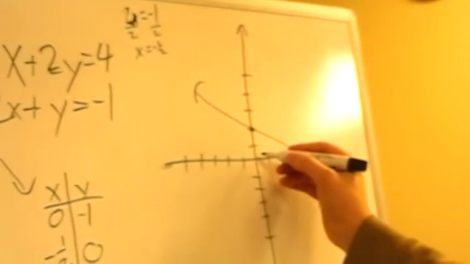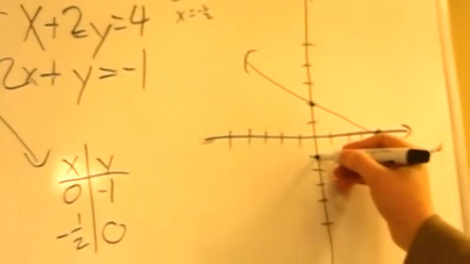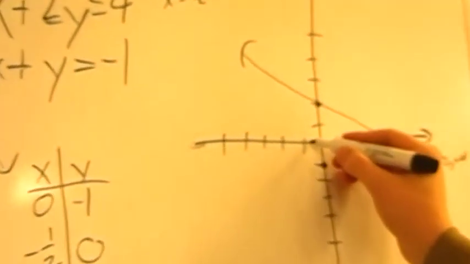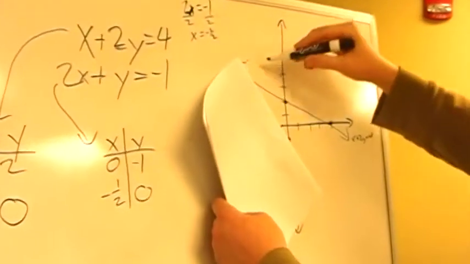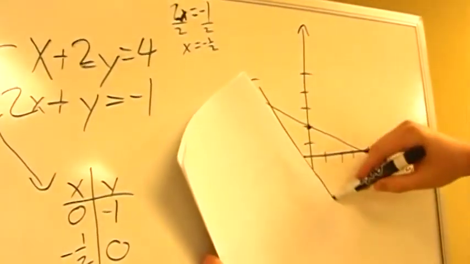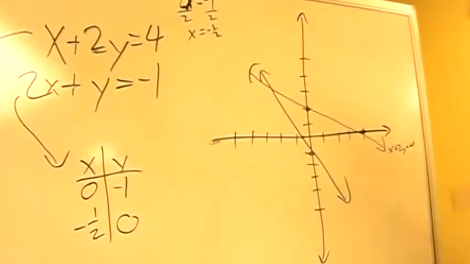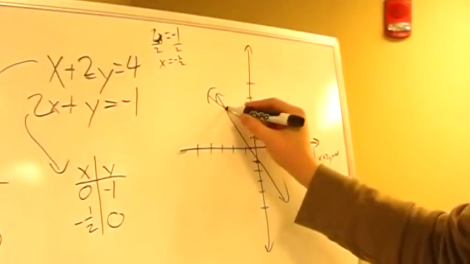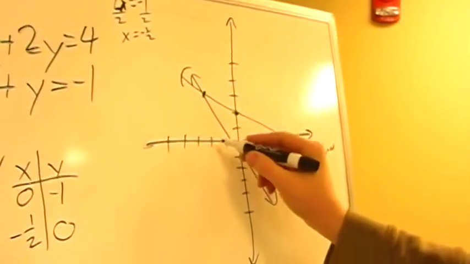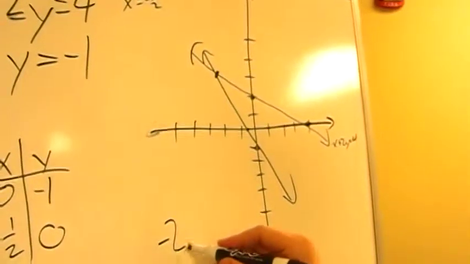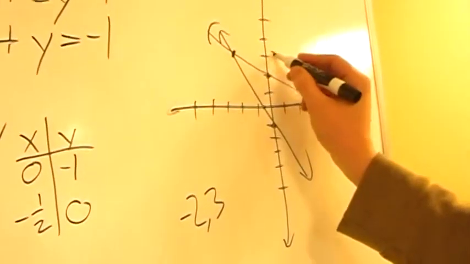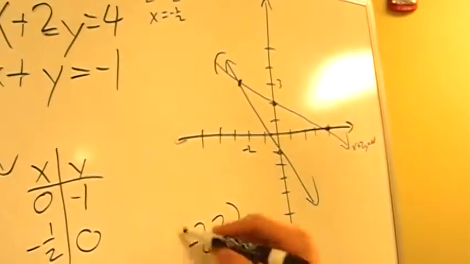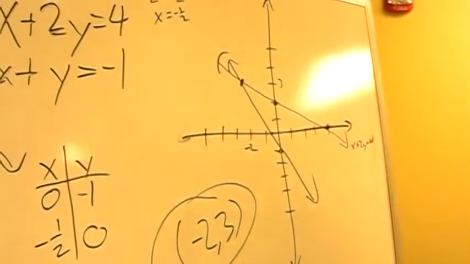Alright, so now we graph that. We got (0, negative 1) and (negative 1/2, 0). And draw that line. It'll work out a little nicer on yours than it does on mine, but it's roughly about here. So we can see that that's a negative 2 and a 3. And that's it, that's our answer.